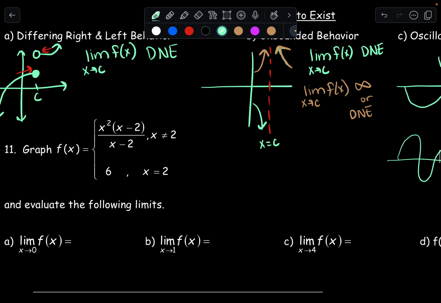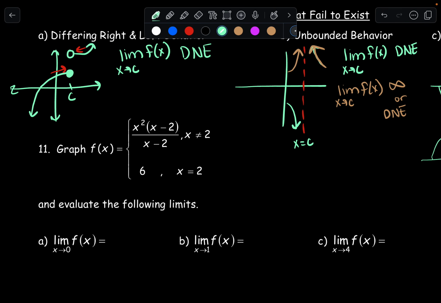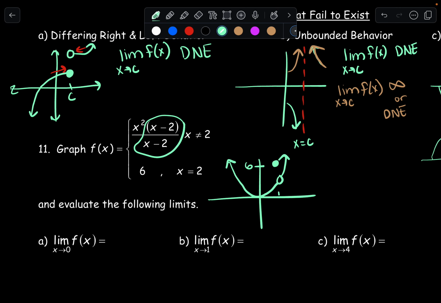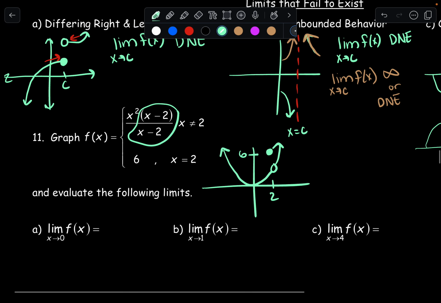Okay. All right, number 11, the graph of f of x is equal to this piecewise function. Now, we do have a removable discontinuity. We can see that we have two factors that cancel out. So we'll have a removable discontinuity at 2, and this is a parabola. Now, the second piece is at x equals 2, we have a value of 6. Okay, so we'll go ahead and mark that, and I want to note the output for the removable discontinuity. If I plug 2 into x squared, I get 4.